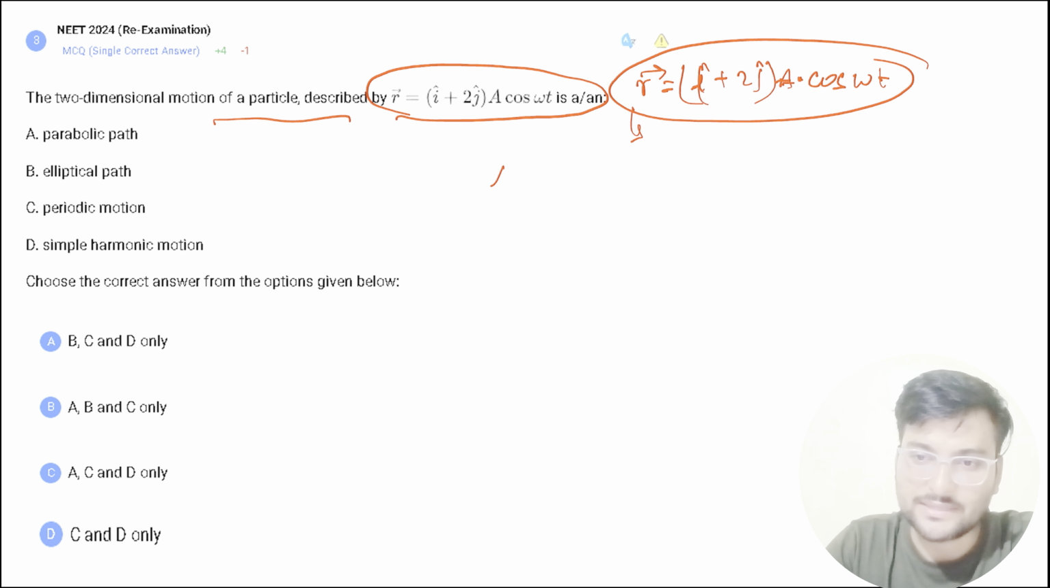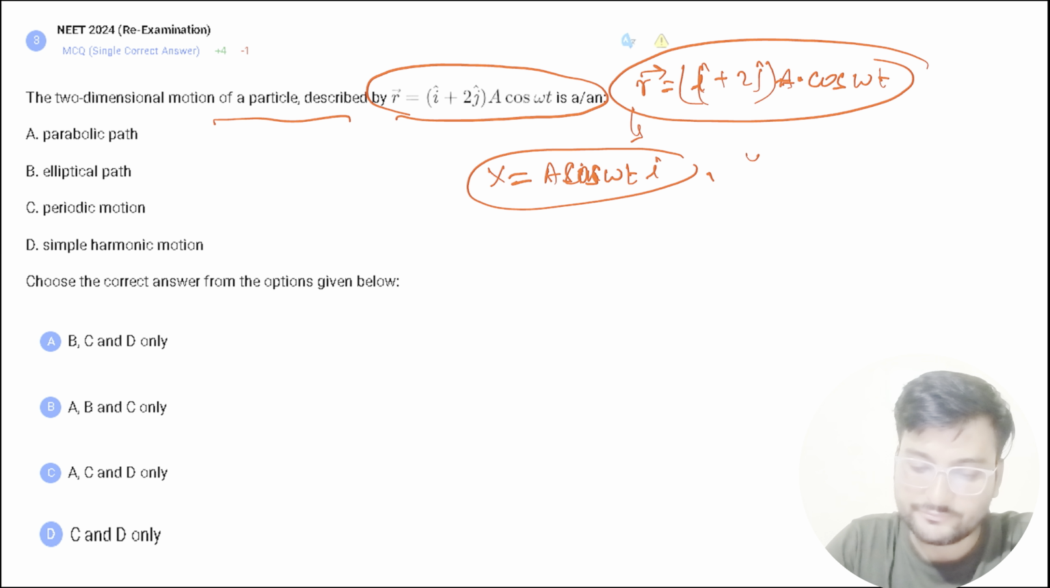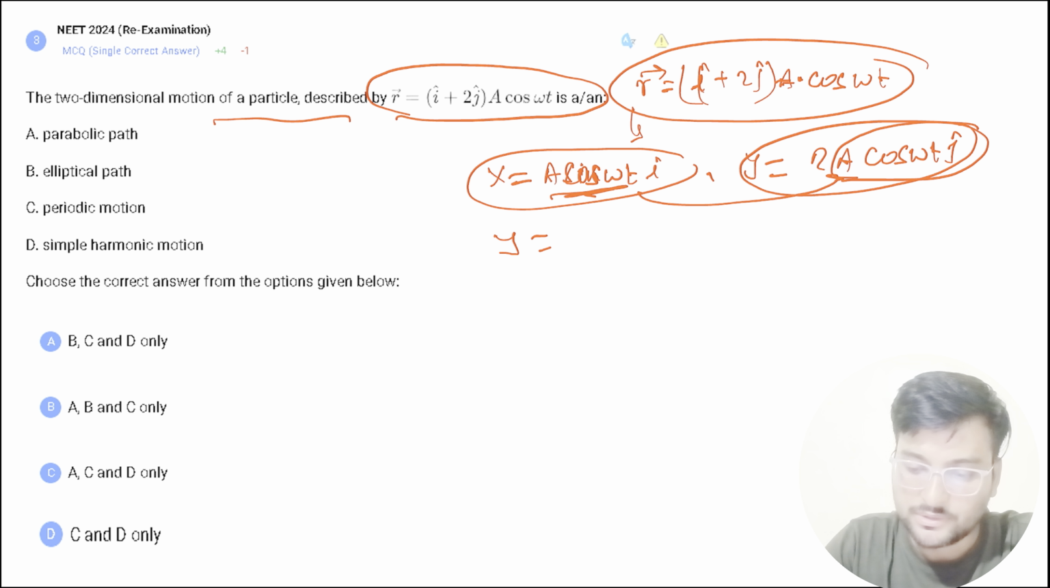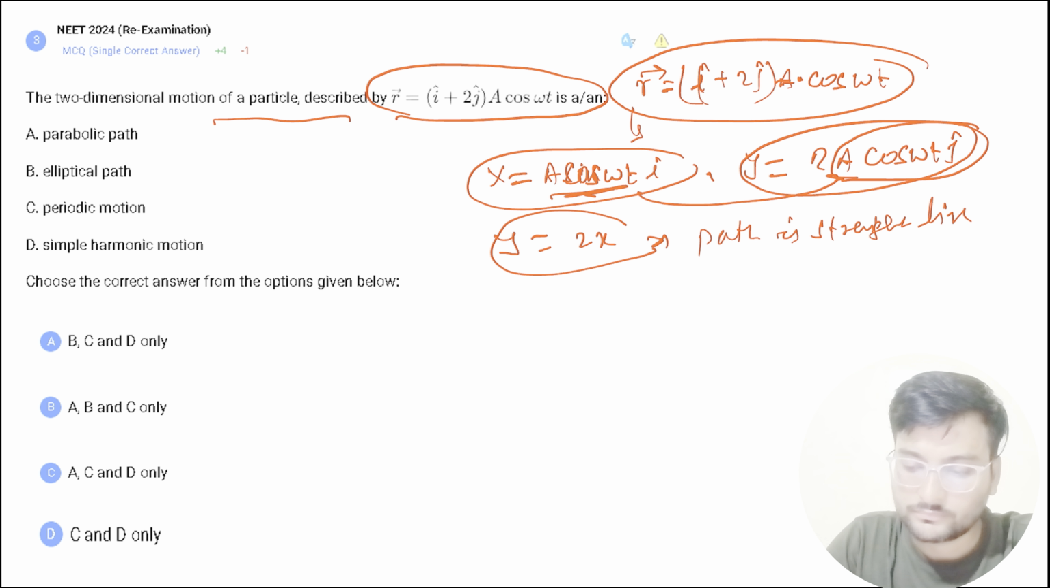Whenever I find the acceleration here, the x component will be a cos omega t i cap, and the y component is 2a cos omega t j cap. This is a function, so we can say that y is equal to double of this value, nothing else. So we can say that this is 2x, so the path is a straight line. Y component means j cap component simply.